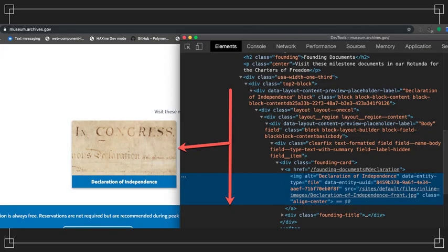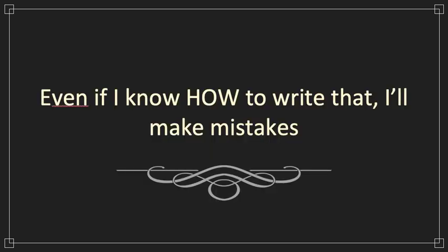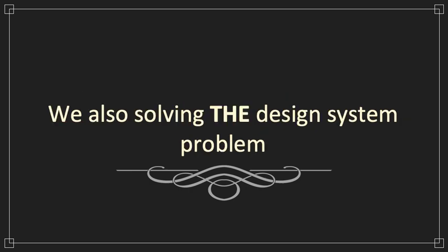For example, if you looked at this piece of a website and then inspected and saw what made up that piece of the website, would you be able to replicate all of that easily? I've been doing web development for over a decade and I wouldn't be able to replicate that easily without making mistakes. So we're solving a design system problem.